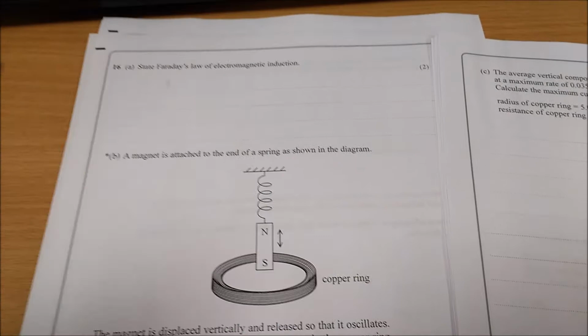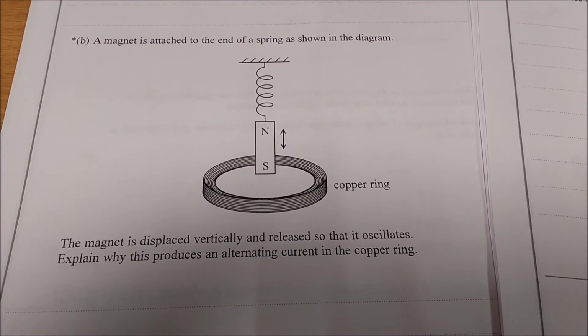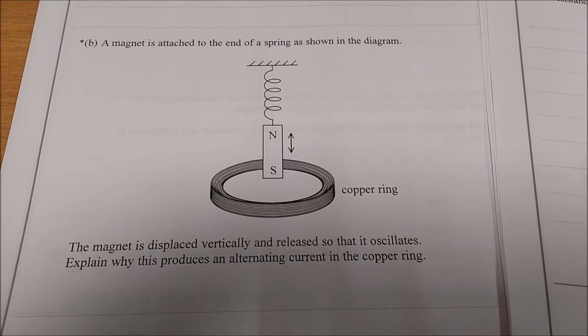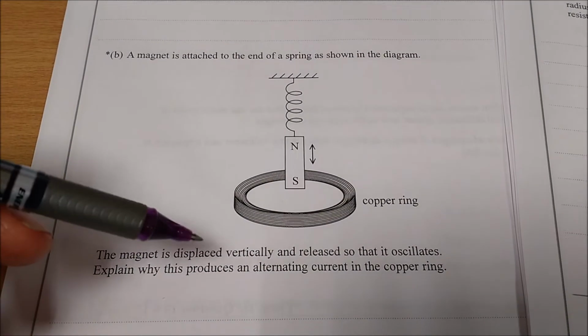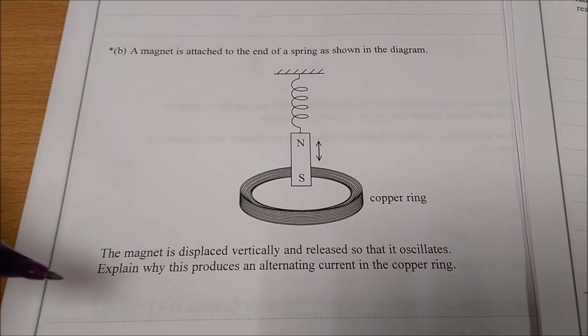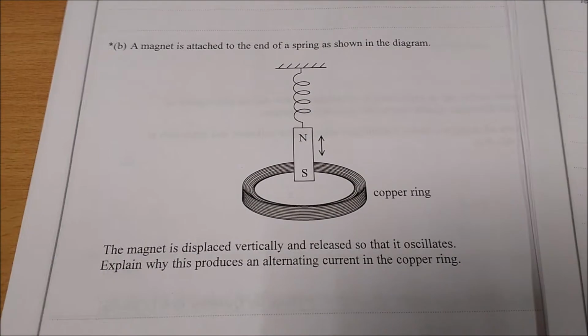This is question 16b. The magnet is attached to the end of the spring as shown in the diagram. Copper ring, there's the magnet, there's the spring. Magnet's displaced vertically and released so it oscillates. Explain why this produces an alternating current in the copper ring.